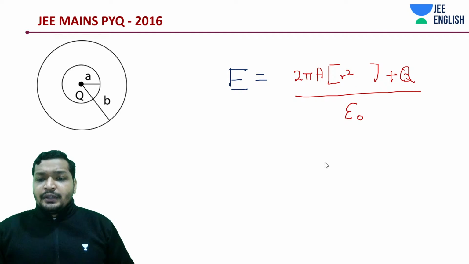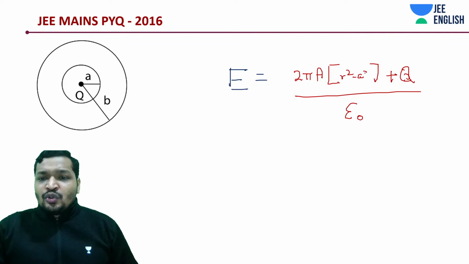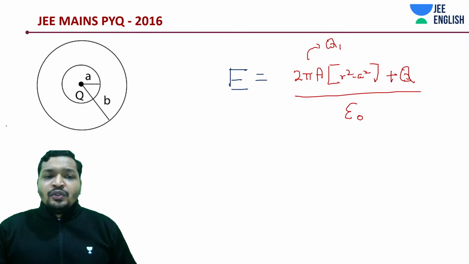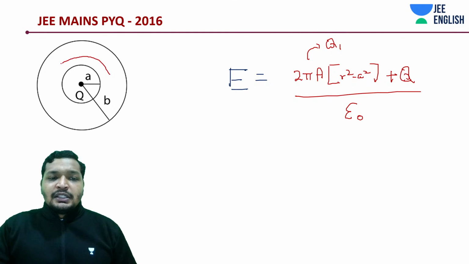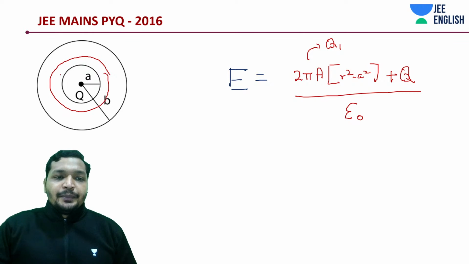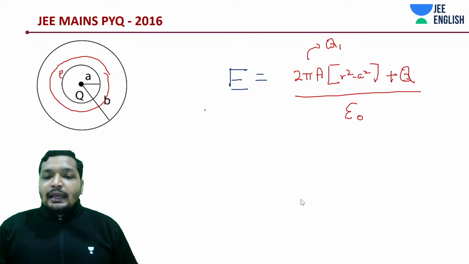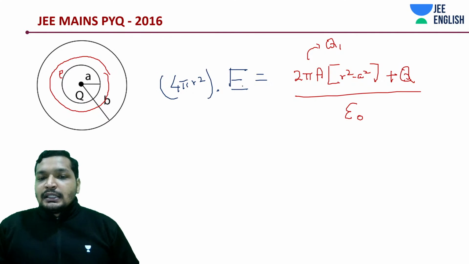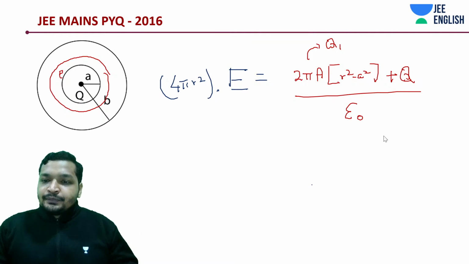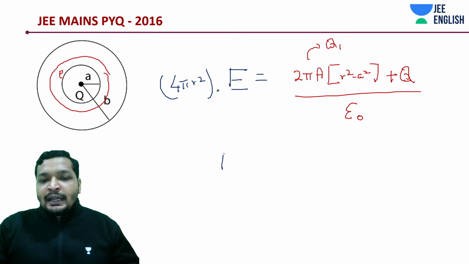Now let me get to this point. Let me write out the entire thing again. So two components of charge enclosed. This is going to be Q1 and this is going to be Q. What is Q1? Q1 is between it. Now that being said, this is the electric field into surface area, which is going to be 4 pi r square. Just take it on the denominator. I'll be making use of the same color. Electric field value, how much does it come out to be?